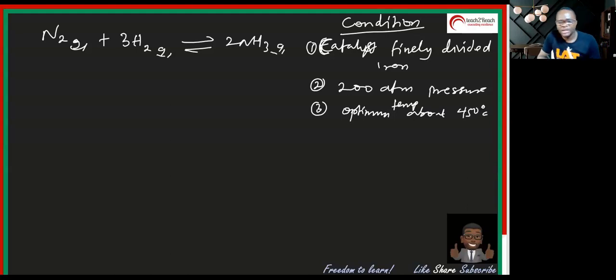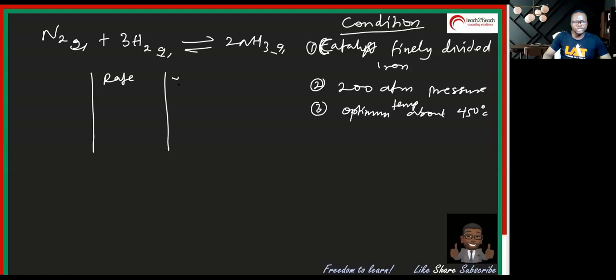So the question now is, just like we looked at for the Haber process, how did they arrive at a condition like this? That's what we want to focus on. We'll talk in terms of rates, in terms of yield of reaction, and of course in terms of cost. Very important.